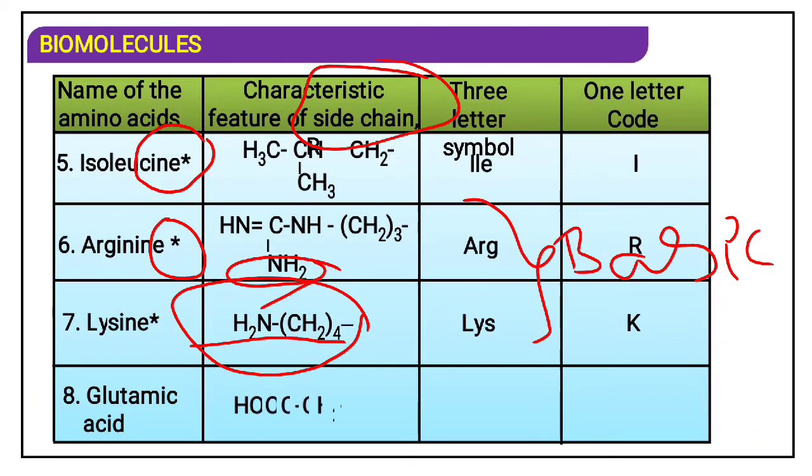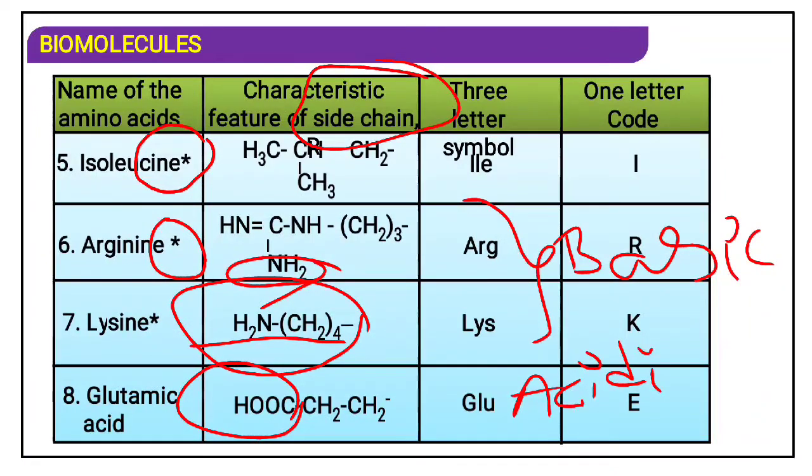So let's come to glutamic acid. In glutamic acid, one extra COOH group is present. The main structure already has one COOH group, and here in the side chain one more COOH group is extra. That's why it belongs to the acidic amino acids. See, this is a non-essential amino acid. Glutamic acid is a non-essential amino acid, and it is also an acidic amino acid. Okay.